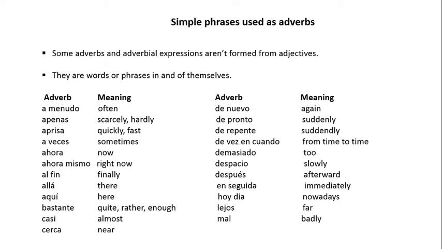Al fin is finally. Allá is there. Aquí is here. Bastante is quite, rare, or enough. Casi is almost. Cerca is near. De nuevo is again. De pronto is suddenly. De repente is suddenly also. De vez en cuando, from time to time. Demasiado is too. Despacio is slowly. Después is afterwards. Enseguida is immediately. Hoy día is nowadays. Lejos is far, and mal is badly.